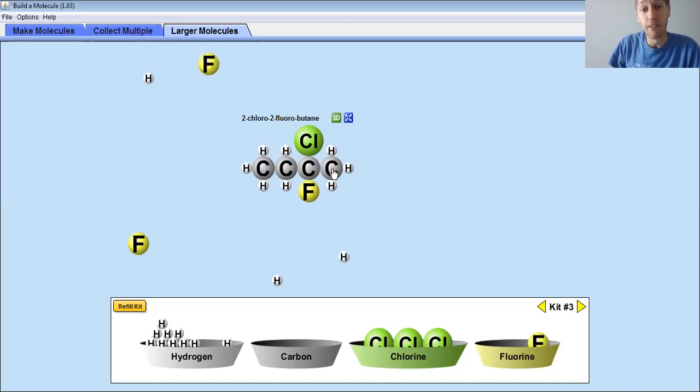But so counting from right to left, 2-chloro, 2-fluorobutane. Again, even though from left to right, it looks like 1, 2, 3, we're not going to count it left to right because, again, the molecule could just rotate around. So we're counting from right to left, 1, 2, 3, 4. We're saying on the second carbon, there's a chlorine, and on the second carbon, there's a fluorine. And but means 4 carbons and all single bonds. So good job, simulator. You did it right.